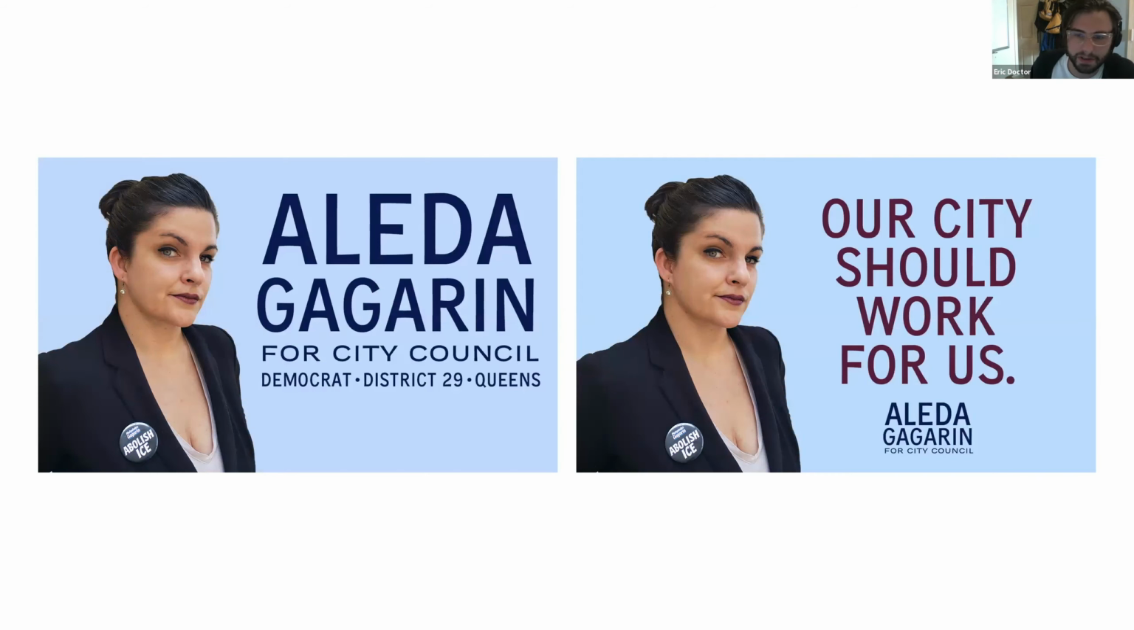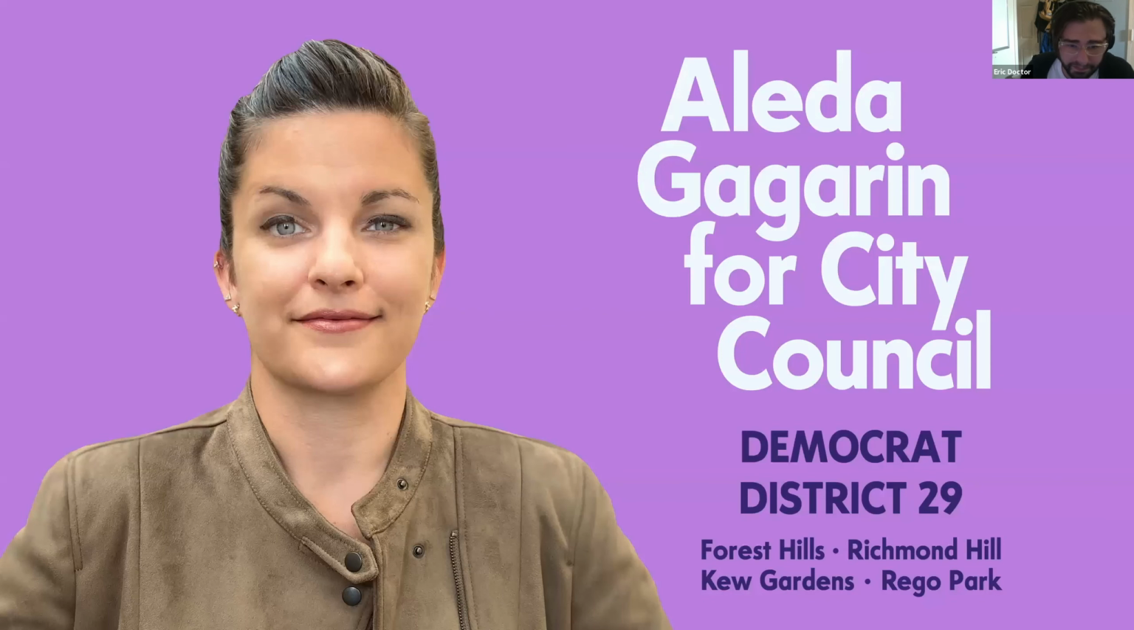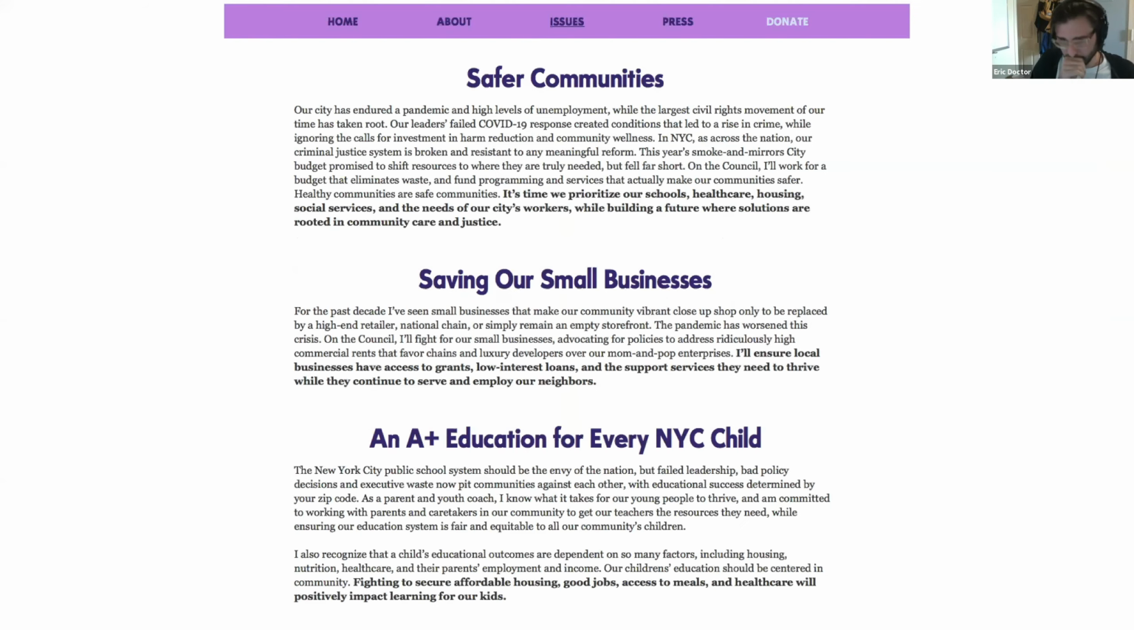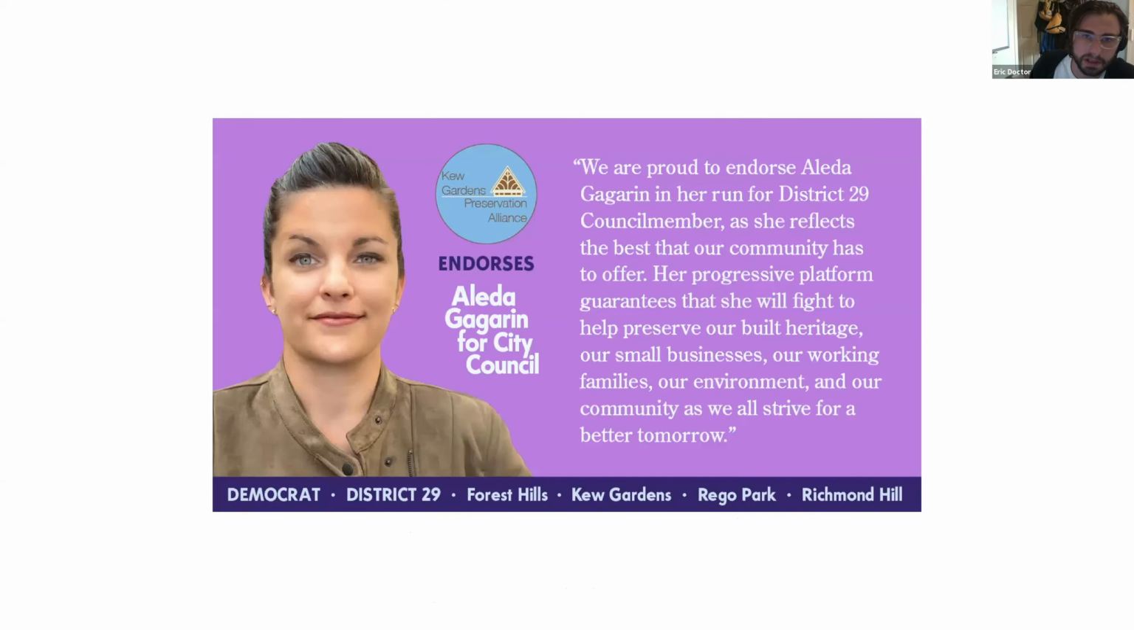So after a bunch of iteration, this is where we landed. I took the Riveter typeface and I made the proportions a little friendlier, a little less dramatic, so that they can set in a tighter lockup. So this is Riveter bold. Still a work in progress. Here it is on the website. Here it is in endorsement graphics.